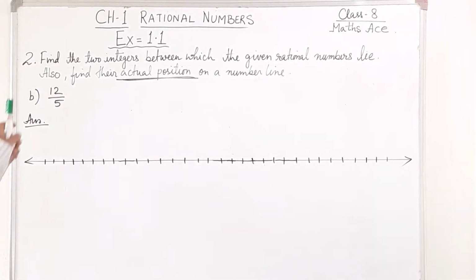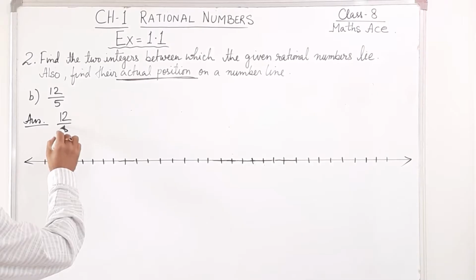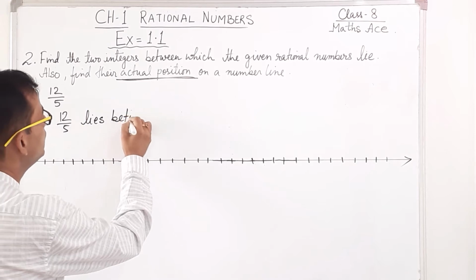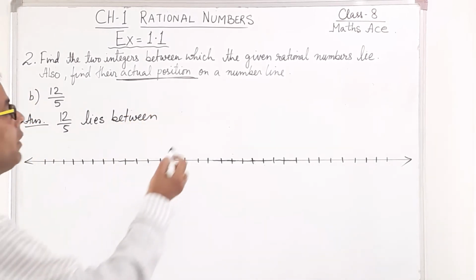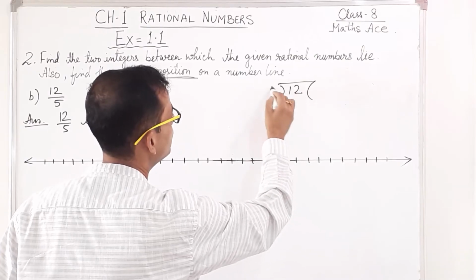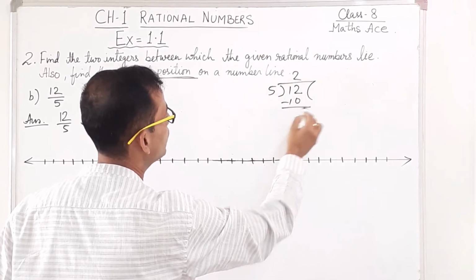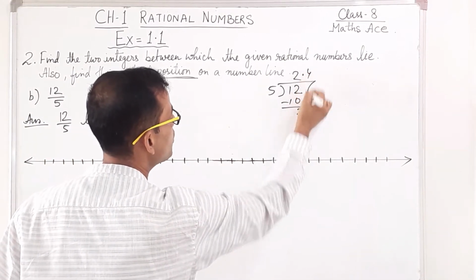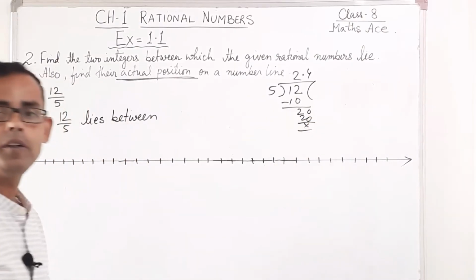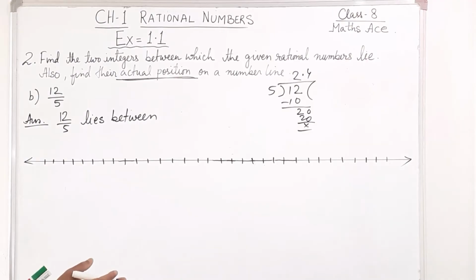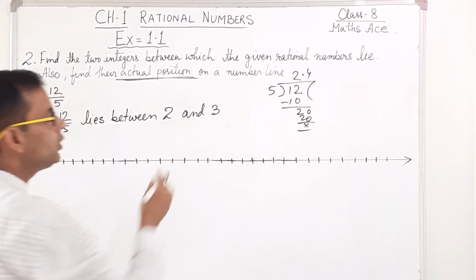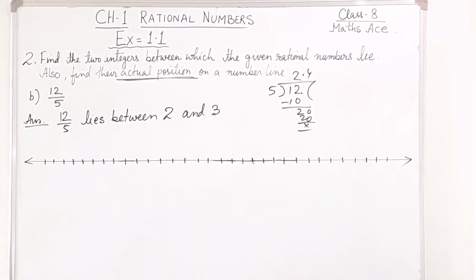Clear? Now the next question, question number B, 12 by 5, lies between which two integers? So 12 by 5 I will divide. 12, 5 twos are 10. Okay, clear? Then 2 comes down, 20, 5 fours are 20. So it is 2.4. 2.4 means it is lying between which two integers? It is lying between 2 and 3 because 2.4 is more than 2 but less than 3.